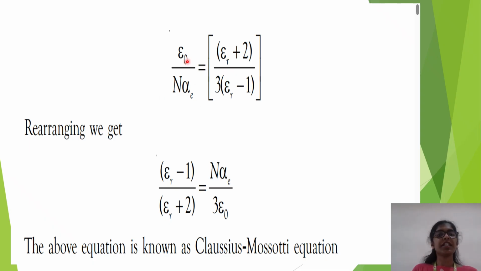Then we get epsilon naught by n alpha is equal to epsilon r plus 2 by 3 into epsilon r minus 1. Rearranging the equation, we get epsilon r minus 1 by epsilon r plus 2 is equal to n alpha by 3 epsilon naught. The above equation is known as the Clausius-Mossotti equation.